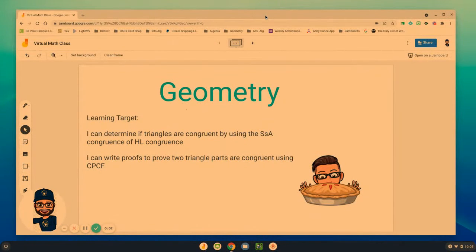Hello, geometry students, and welcome back to another video lesson where today we look at two more congruence theorems and some unique situations that allow us to use these two congruence theorems. Now, again, we're still working on the proofs part. You do have a test at the end of the week, test on Friday, so we're preparing to get all of this ready.